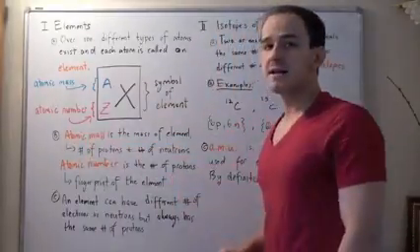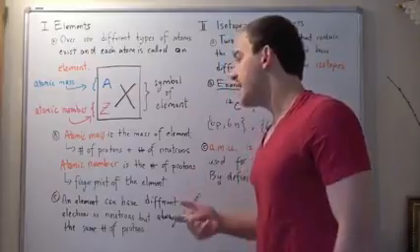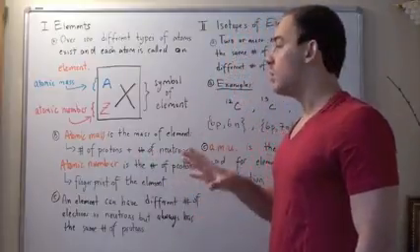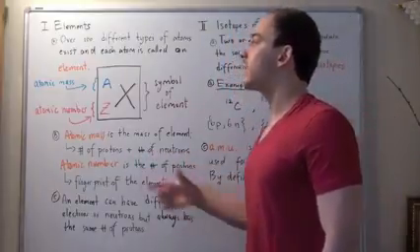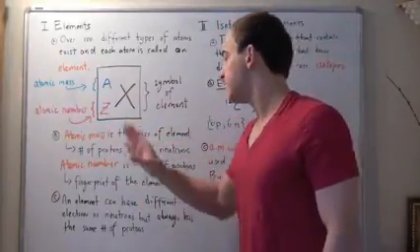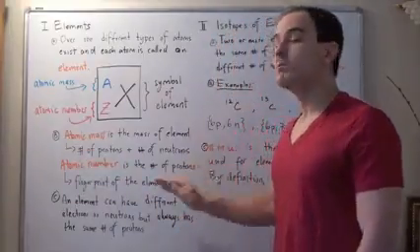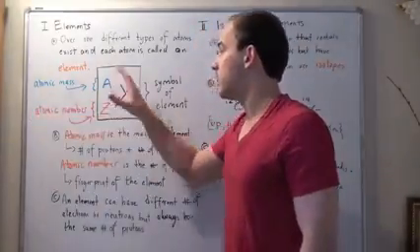Now the atomic mass is the mass of that element. It's the number of protons and the number of neutrons. Now note that electrons are not counted in our atomic mass because their mass is much smaller than that of the proton or the neutron. Now the atomic number is the number of protons of our element.